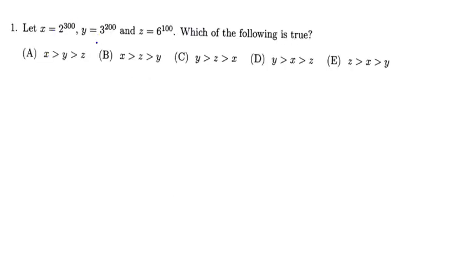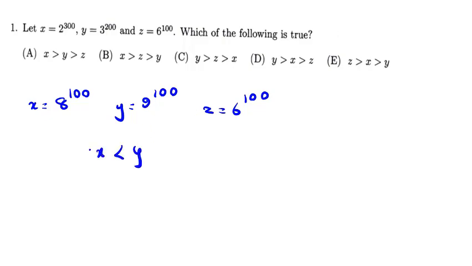Now, if we consider these numbers, we should reach the case that the powers are equal. So x equals 8 to the power of 100, that is 2 cubed to the power of 100, y equals 9 to the power of 100, and z equals 6 to the power of 100. Then y is the greatest, y greater than x, x greater than z. So let's check y, x, z. So the answer is D.